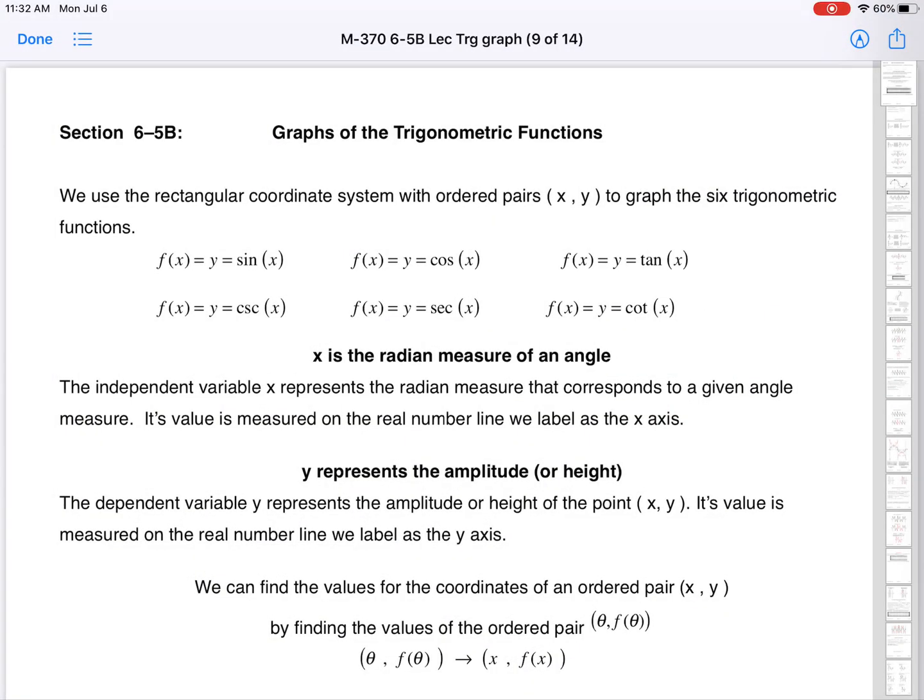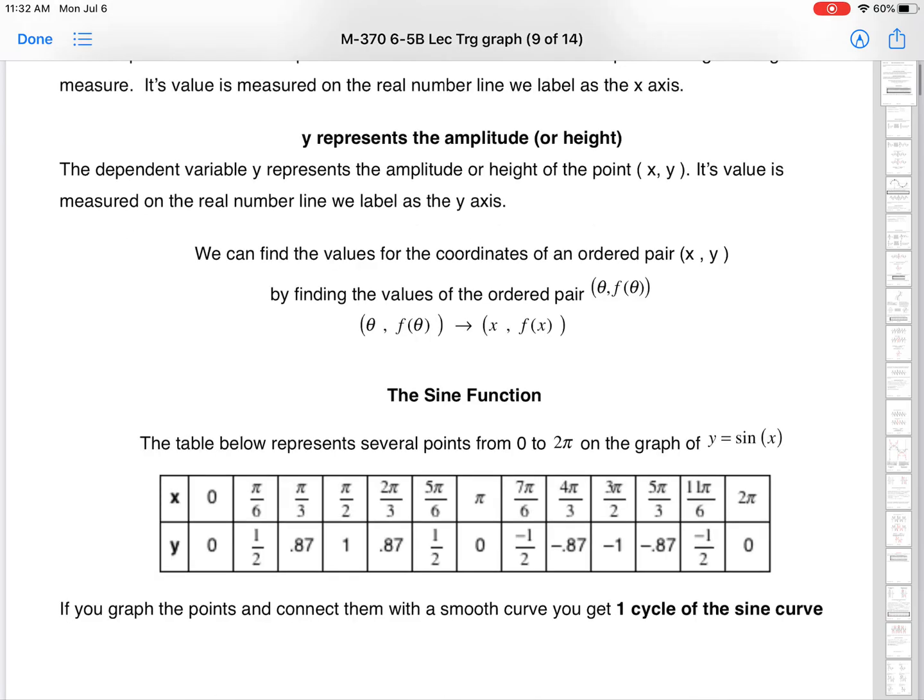So now here we are at 6.5b, and we're still going to focus on the 6 main trig functions. They're reminding you that the x is in radian measure. You have to do it in radian measure because it's a real number. And y represents the trig value, or the amplitude or height. And so what they're reminding us of is, and I'm not sure why he didn't show you this a long time ago, this is for the sine.